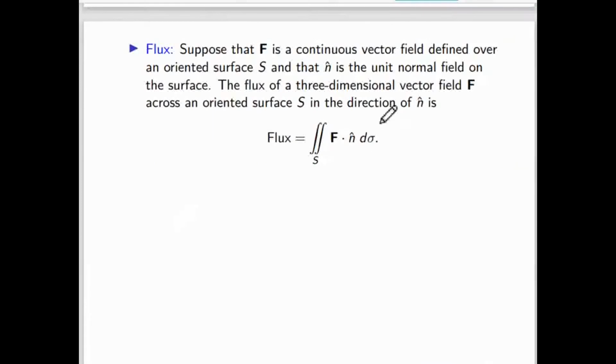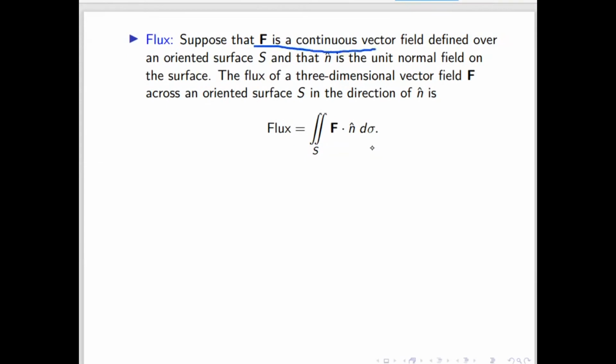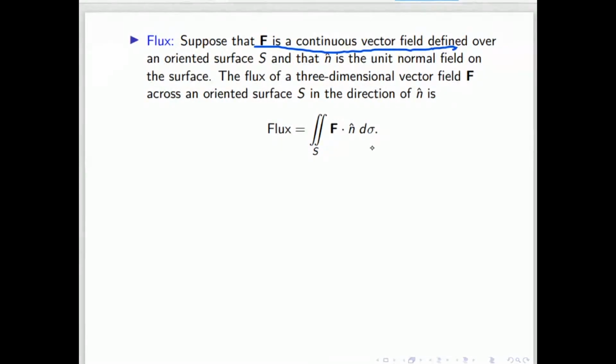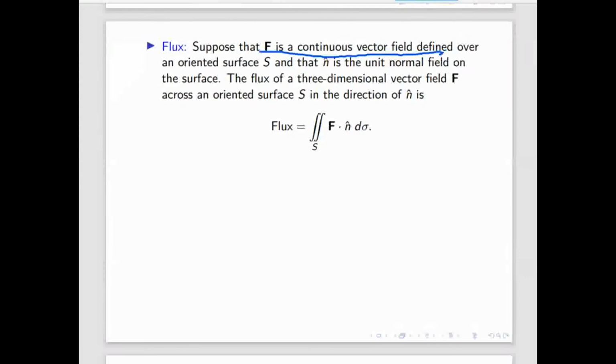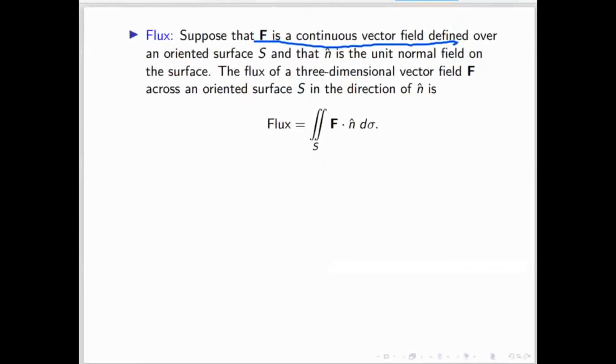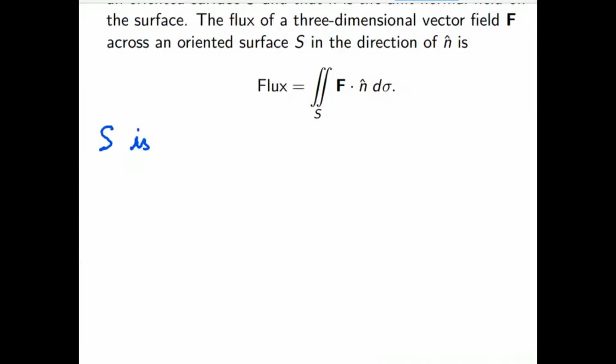So the flux definition is f dot n d sigma. f is a continuous vector field, so this is a vector field defined over this oriented surface S. N is a unit normal over that surface. Then the flux of this vector field f defined on this surface S is given by this surface integral, f dot n d sigma. So if suppose S is the surface, can you give me the formula for the normal of this surface?